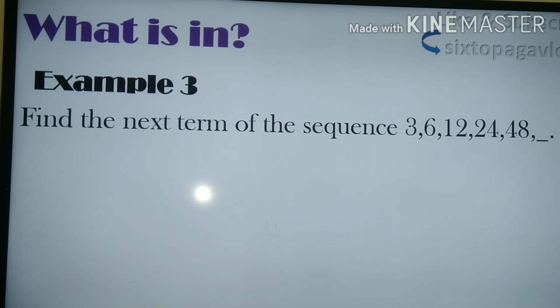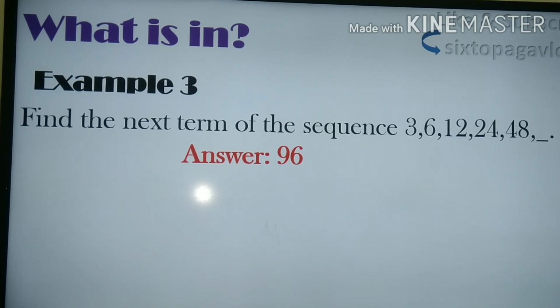Okay, so, what is your answer? So, multiplying by 2, right? So, 3 times 2, 6. 6 times 2, 12. 12 times 2, 24. Then, 24 times 2, 48. So, 48 times 2. So, what will be the answer? Okay, so the answer is 96.